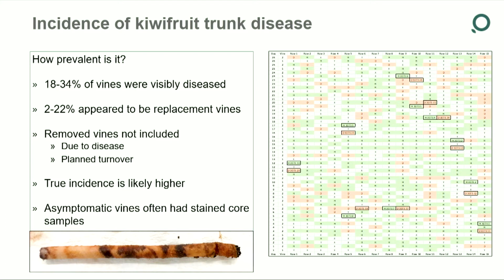In addition to that, asymptomatic vines often had stained core samples indicating early disease. And what you're seeing at the bottom there is actually a core sample across a trunk. You can see there are big stained areas on it. And this one actually related to Neonectria.